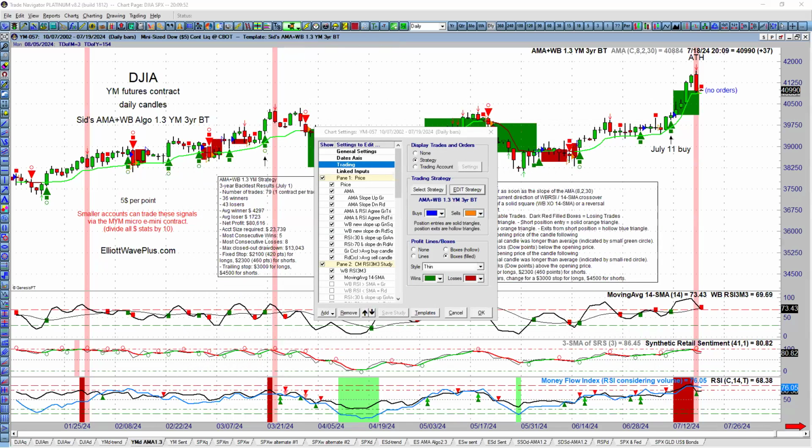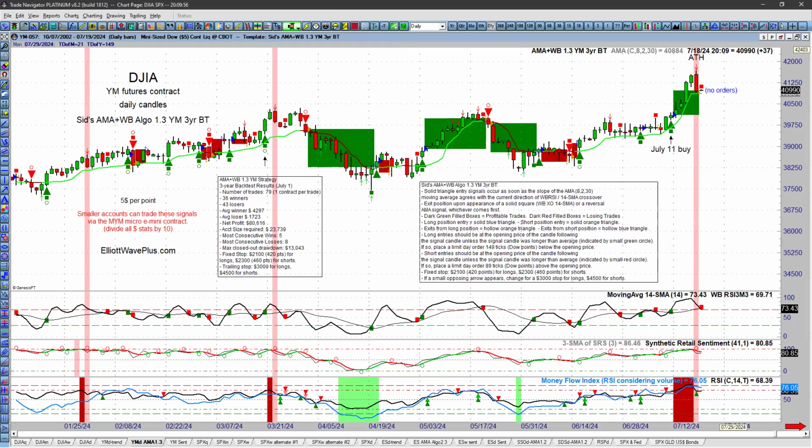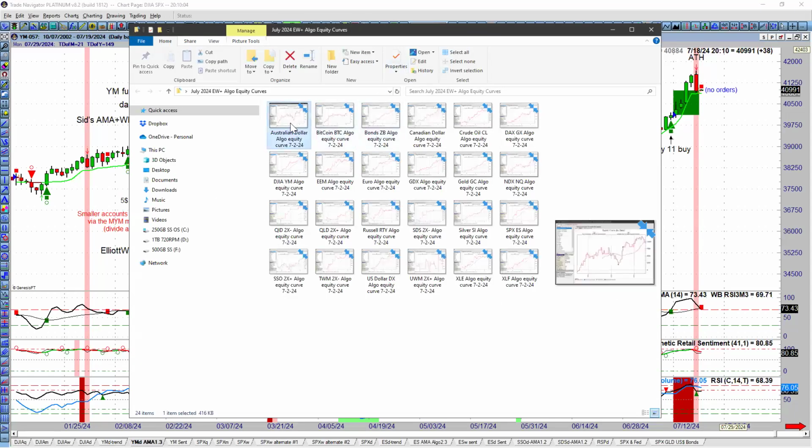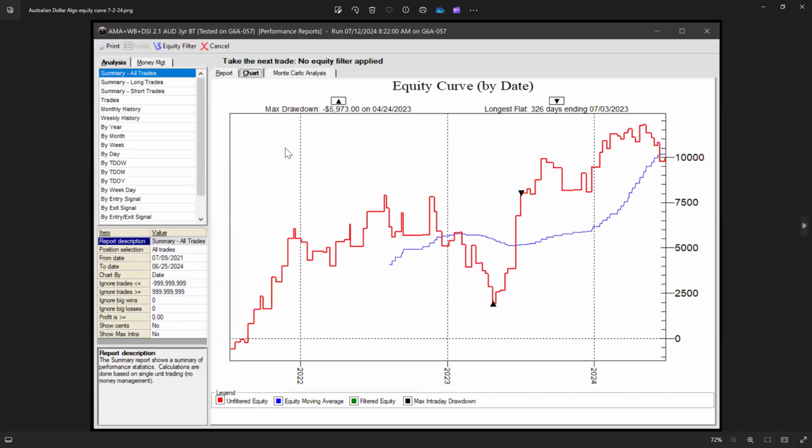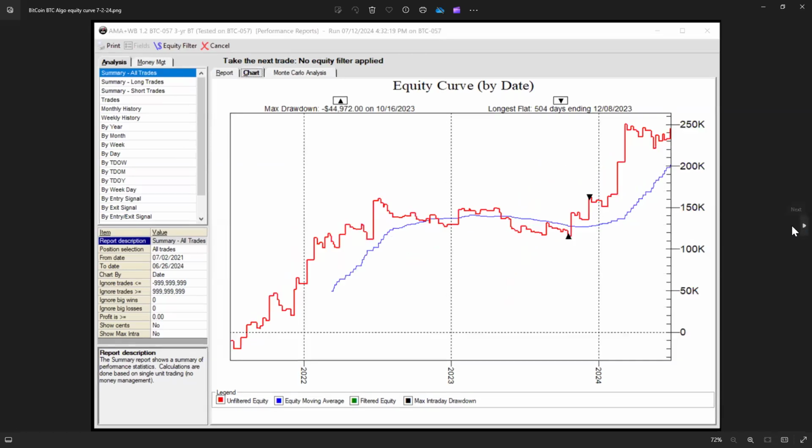So what I've got here for you is all of the algo equity curves, and we're going to look through them real quick. I'm going to post these, and as a matter of fact, they were posted tonight for premium plan subscribers, so they could look at them. So here's the equity curve on the Australian dollar, not really good at all.